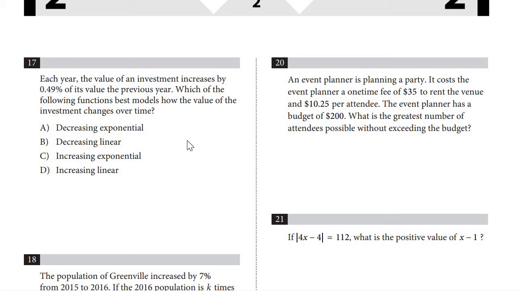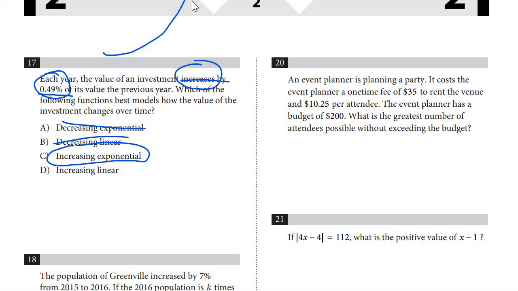So here we have each year the value increases. Whenever something increases by a certain percent, that always results in exponential growth. Which of the following functions best models how the value changes? So obviously we are increasing. So if anybody answers decreasing, that would not be a good choice. And as I said before, it's increasing exponentially because it's increasing by a percent.